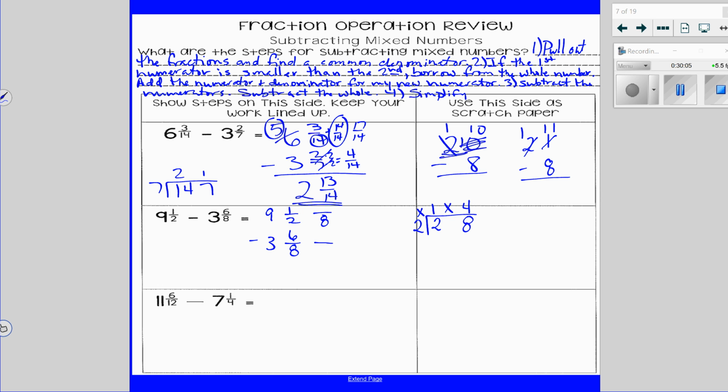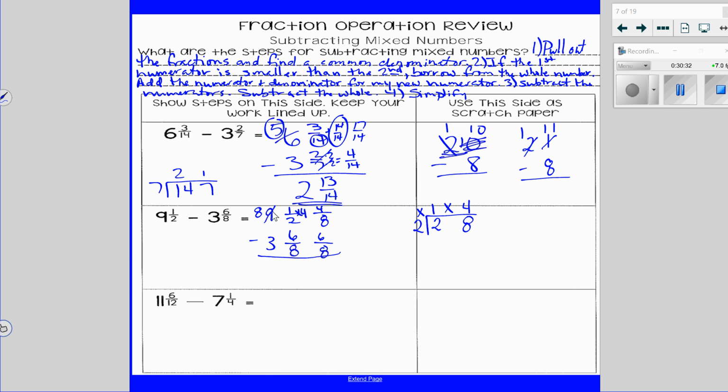So this one's going to stay the same. What do I do to 2 to get to 8? So 1 times 4 is 4. So can I do 4 eighths minus 6 eighths? No. So I need to borrow from my whole number. It becomes 8. Now I'm giving that one whole that I just took away to these 4 eighths.